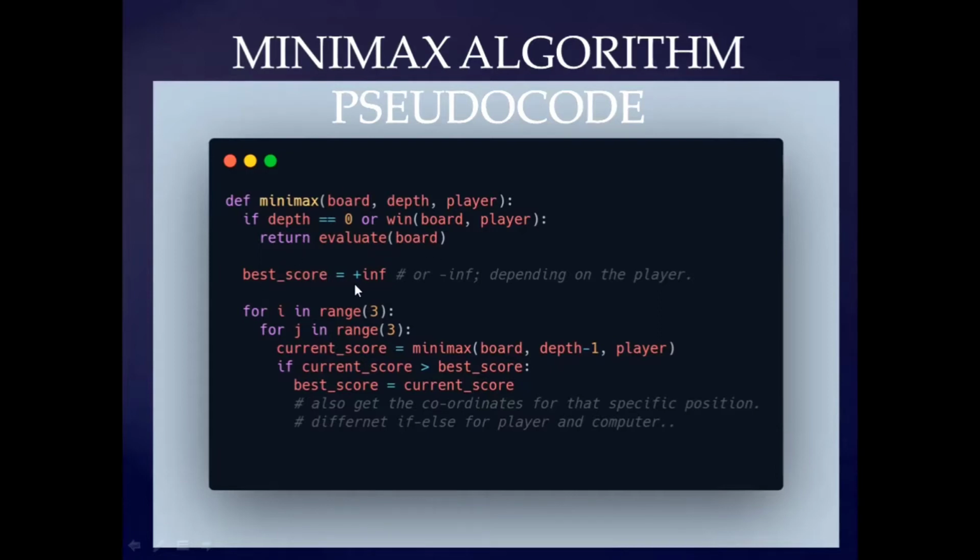And we would say best score. We start with the initialization of best score being plus infinity or negative infinity, depending on the player, of course. And then we have our logic where we take the current score from the minimax, and then we recursively call minimax at the lower depth.